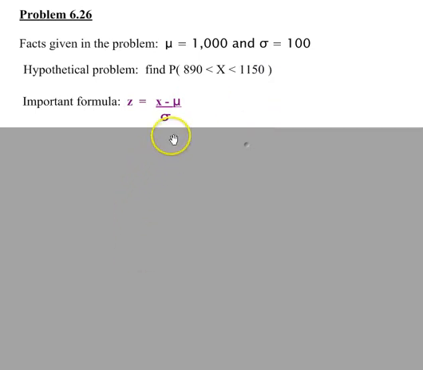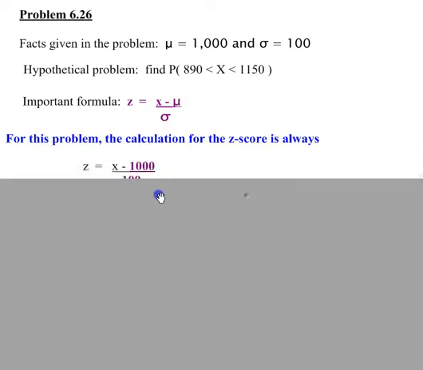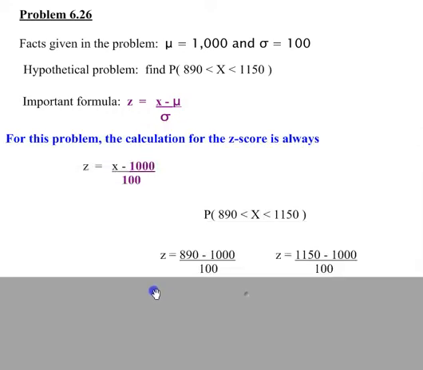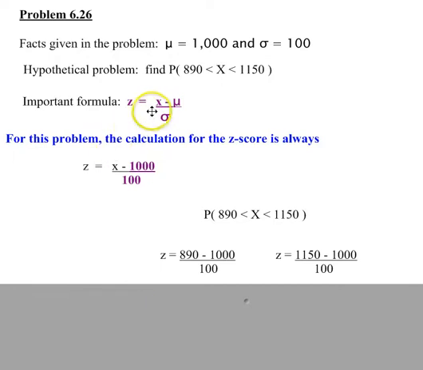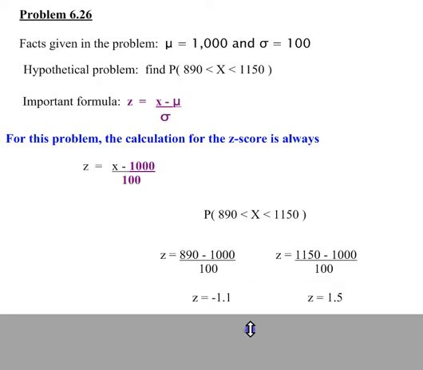Okay, so let me show you what I've done on the rest of this sheet here to show you how you should do this at home. What I've done here is use this formula, use this x value, this mean and this standard deviation, and get a z-score. Okay, not an x value, a z-score. So here's my 890 that I started off with. Here it is in the formula. Here's my other x value of 1150 substituted into the formula, and I'm going to work those numbers out. When I do that, here's what I get. I have a z-score now of negative 1.1.